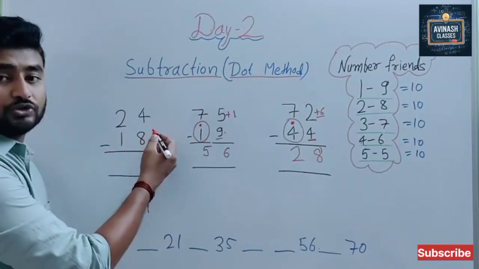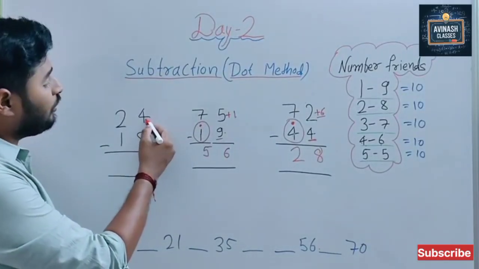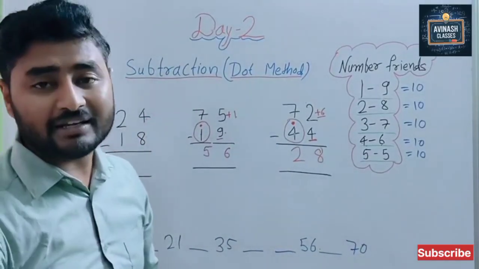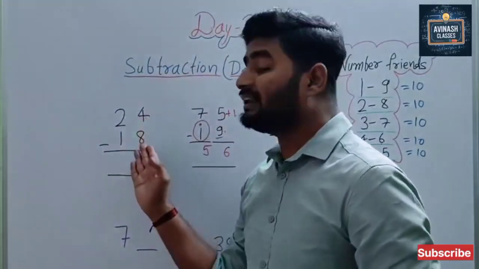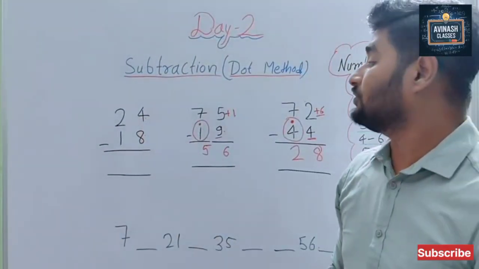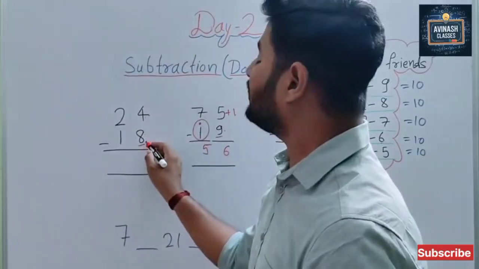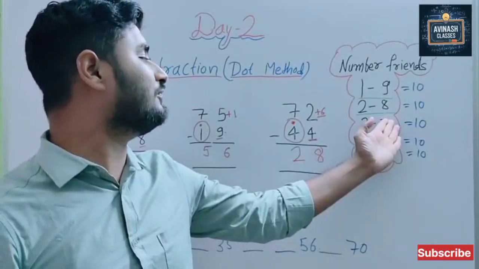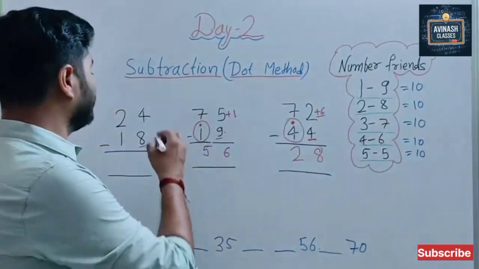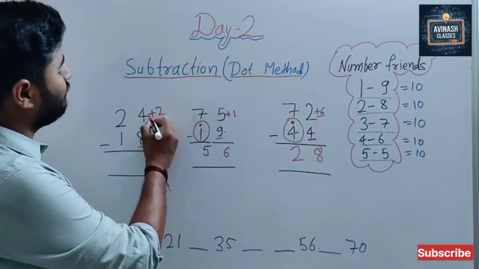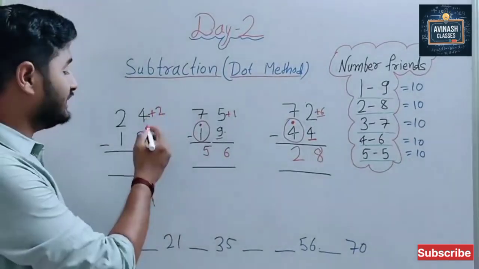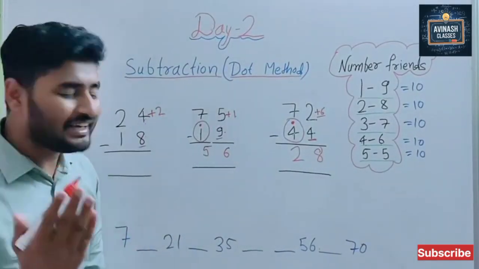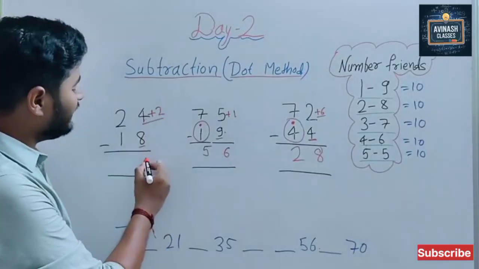Now last question, you guys help me. 4 minus 8. Tell me, is 4 minus 8 possible? 4 minus 8, that is not possible. So we have to find the friend of 8. So who is the friend of 8? Just tell me, friend of 8 is what? 2. So here we have to add 4 plus 2. Just tell me, 4 plus 2. Yes, correct. 4 plus 2, that is 6.